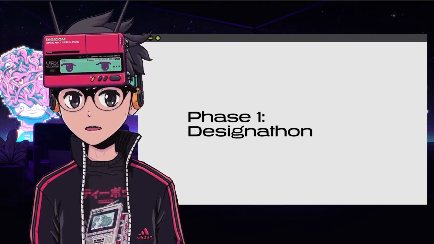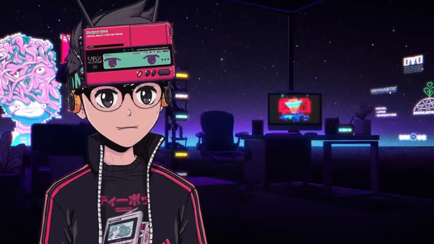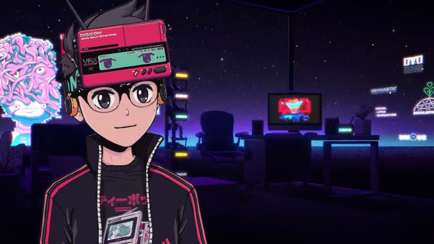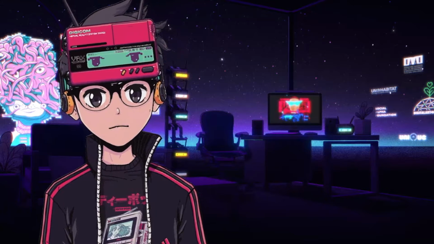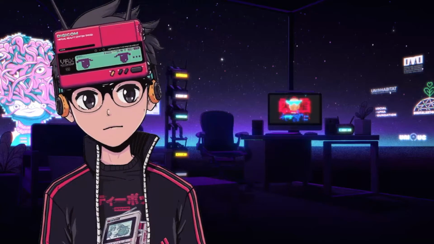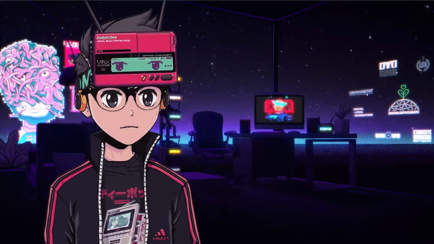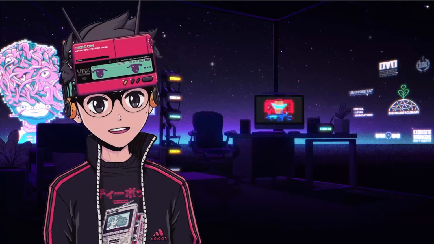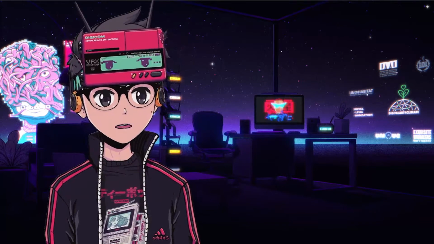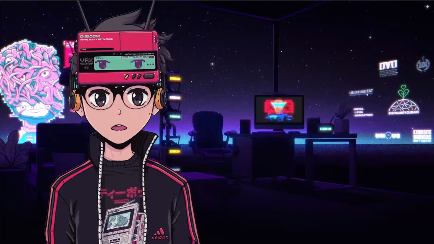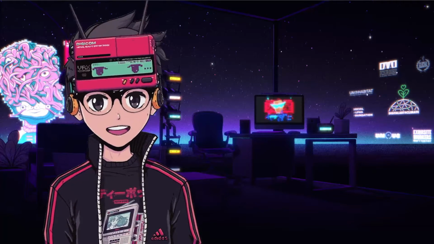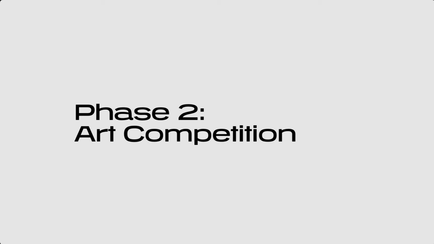A Designathon is basically a hackathon, but instead of IT specialists and computer enthusiasts, it is UX, web, and business designers who work on a broadly defined challenge. They're often for social good. In this case, the Designathon should produce a new NFT-based platform that helps promote or action positive steps towards climate action. The second phase is an art competition.